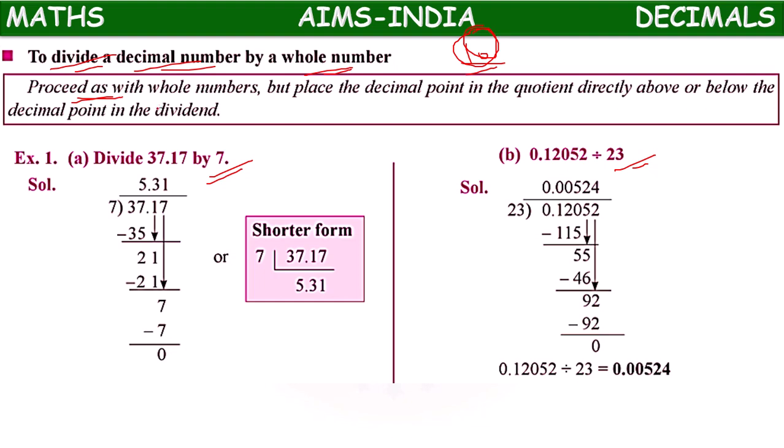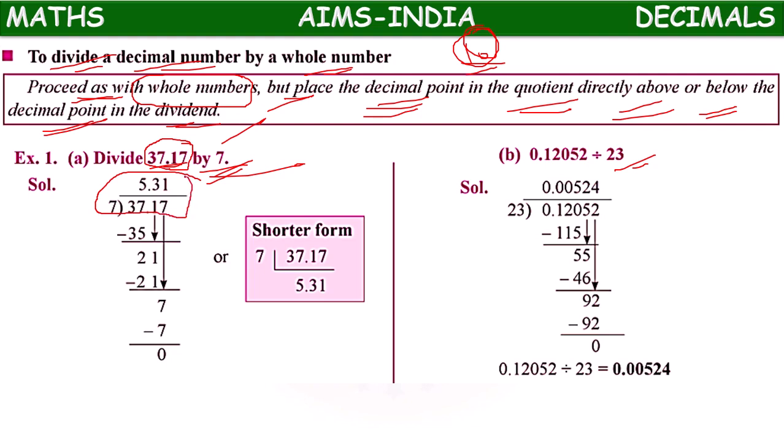Okay. So for this, suppose 37.17 is there. Divide 37.17 by 7. So we have to divide as we have done in the case of whole numbers, in the same way, but in decimal numbers, we have to place the decimal point in the quotient directly above or below the decimal point in the dividend. In the long division process, we are keeping it above the decimal point. 37.17 is there, we are keeping it above the point. But in shorter form, 37 point is there, we are keeping it below the point.